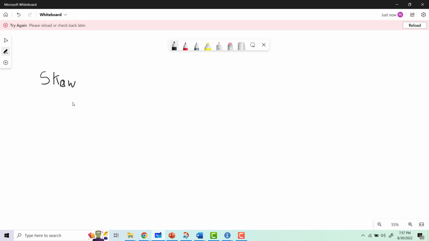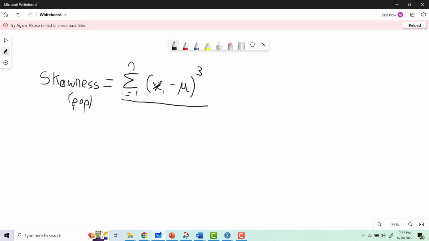You have an n-1 version for the sample, but we'll just stick with the population, as I don't think you're ever in your research career going to calculate skewness by hand. So it's each observation, sorry, x_i minus mu. My pen seemed to stutter on the x_i. Cubed, all over n, and then the standard deviation cubed.